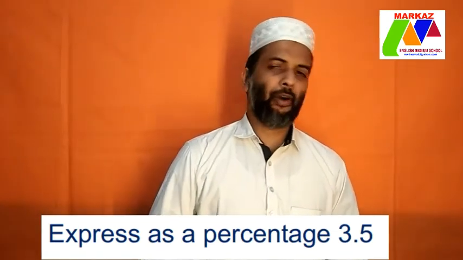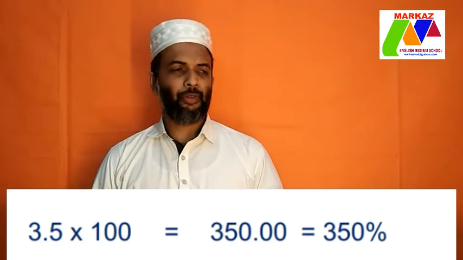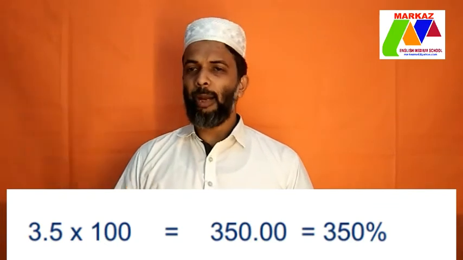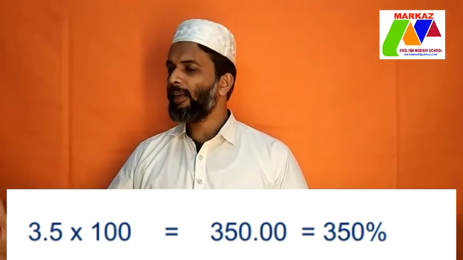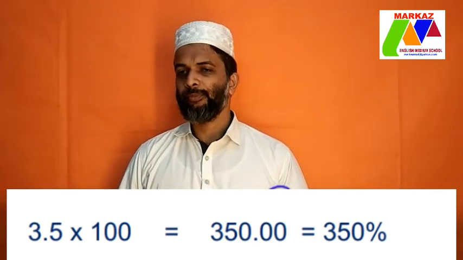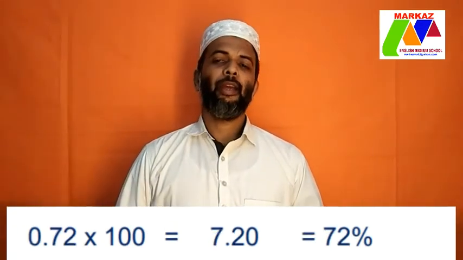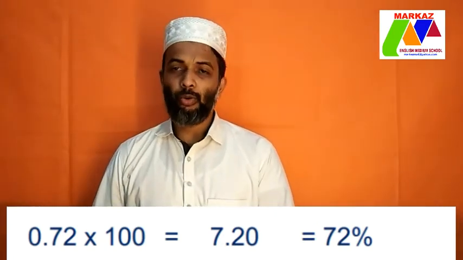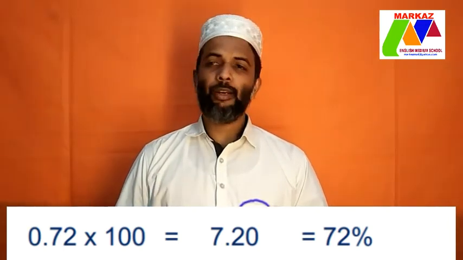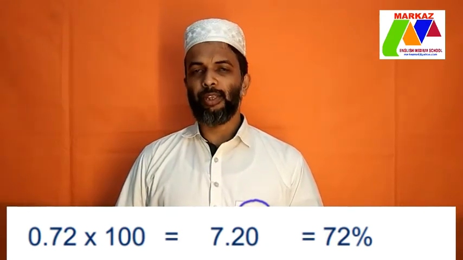For example, 3.5: first multiply by 100, the answer is 350. Then shift the decimal point 2 places towards the right side. So the answer is 350 percent. Next, 0.72. First multiply by 100. 0.72 into 100 is 720. Shift the decimal point 2 places towards the right side. So the answer is 72 percent.